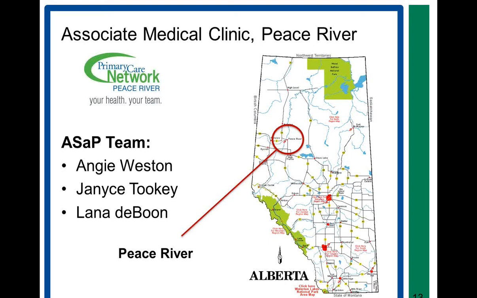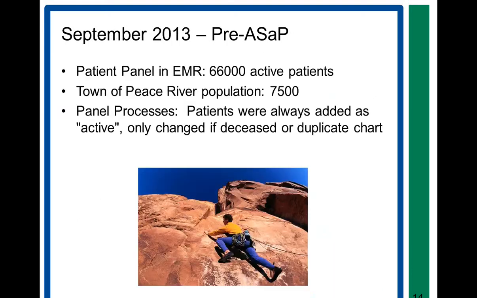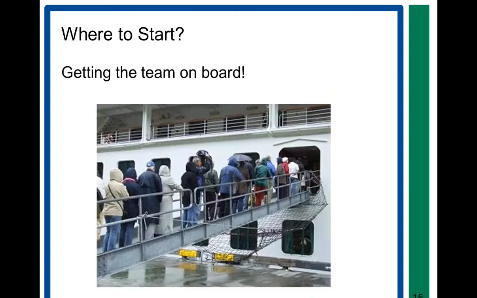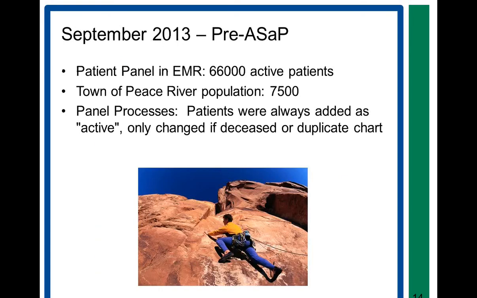So even with all the surrounding communities that we take care of, we estimated that our panel shouldn't be much higher than 10 to 15,000. I think you can go to the next slide. Right, so our process in the past was that when patients were added to the system, they were always added as active. We never had any process in place to inactivate patients other than if they were deceased or they were a duplicate chart, really.